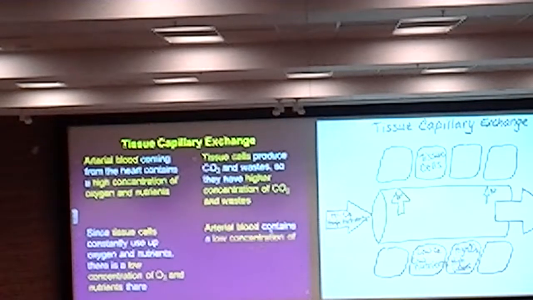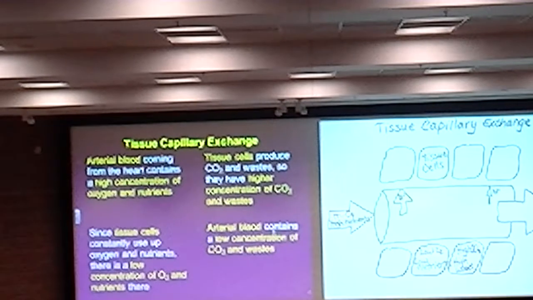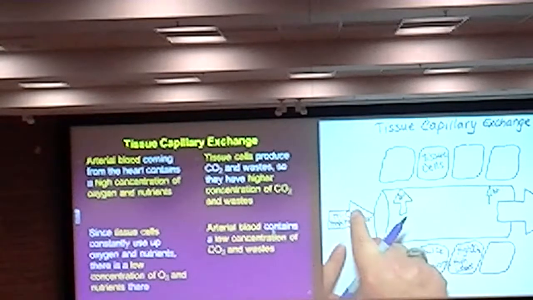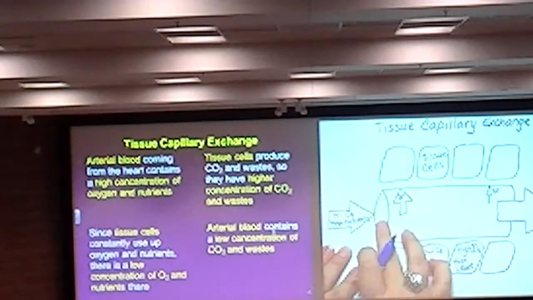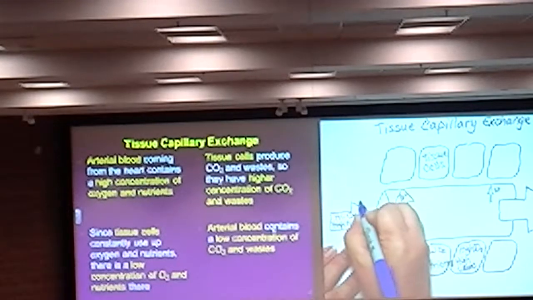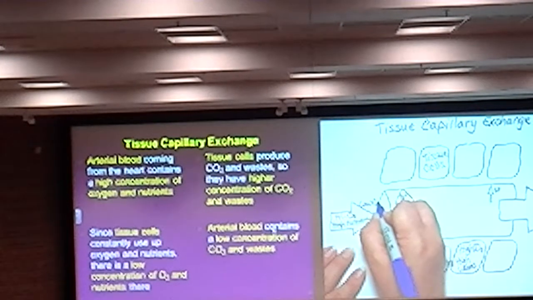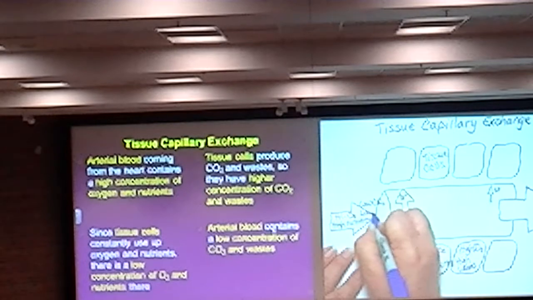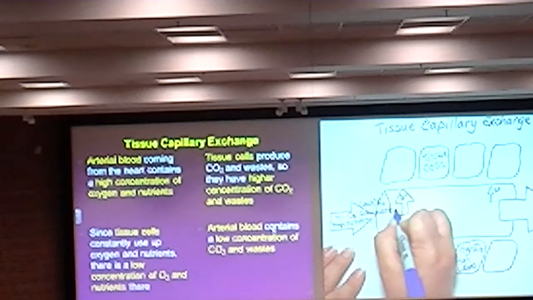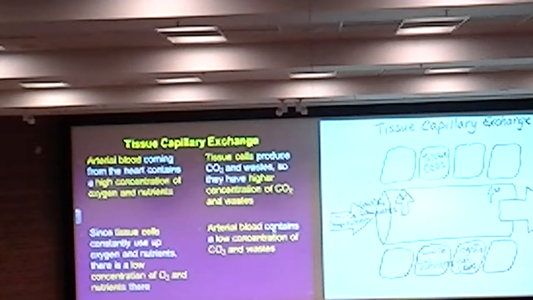We also know that the blood coming in from the arteries has a fairly low concentration of carbon dioxide and wastes. So this blood coming in down here and the blood that's in the capillary has a low amount of CO2 and a low amount of wastes. All right, so far so good. Makes sense? So let's think about what's going to happen here.